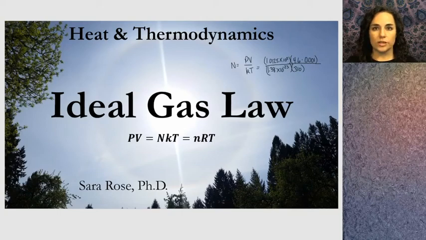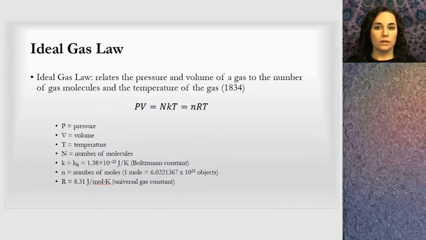This is a lesson on the ideal gas law in the heat and thermodynamics unit. The ideal gas law relates the pressure, volume, and temperature of a gas to the number of molecules that are there and the Boltzmann constant. And so this is the equation right here. This was derived in 1834, if you can believe that.